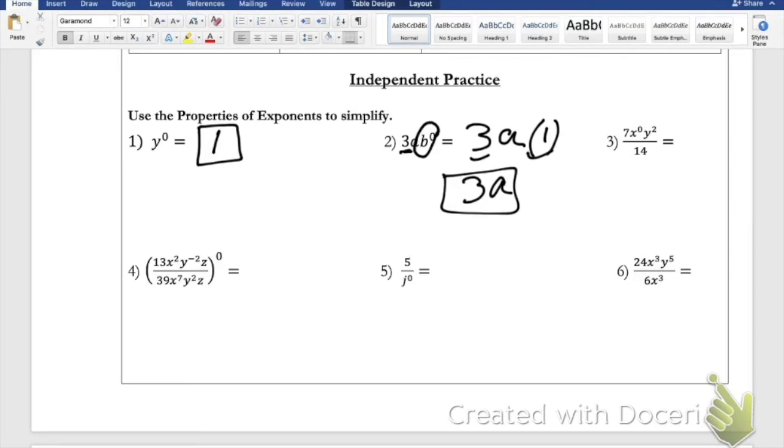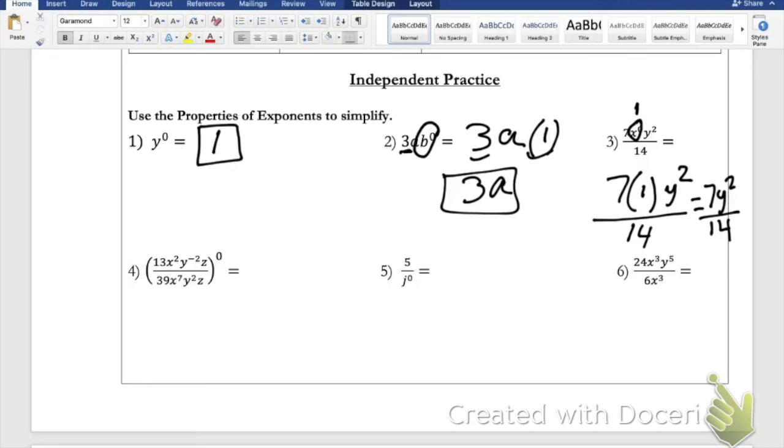Number 3, we have 7x to the 0, y to the second over 14. With this one, really the only term that's raised to the 0 is the x, right? So we know that x to the 0 will give us a 1. Okay, so I still have 7, I have the 1, and I have y to the second over 14. 7 times 1 is 7, so on my numerator, I'm going to have 7y to the second, and my denominator, I'm going to have 14.